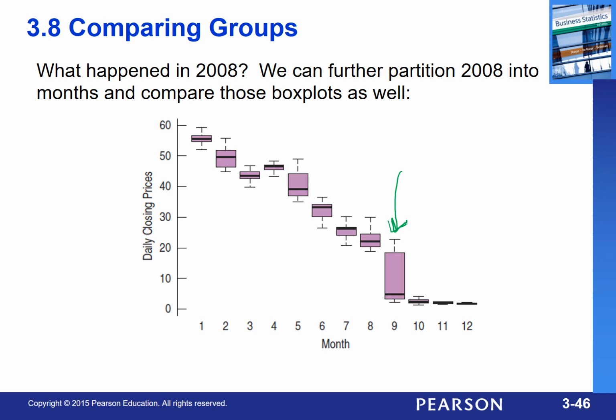Still shape, center, spread. Still looks pretty symmetric through all these, except for month number 9. That's the one where it looks pretty skewed to me. And I would say that it's skewed to the right because the tail, or the larger part, appears to be on the higher values. So again, higher values, you should think about turning this and flipping it over. So I have low values to high values.